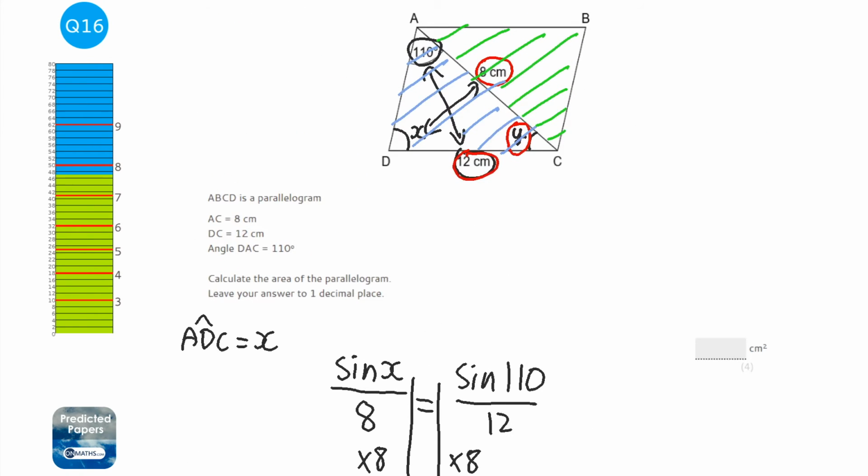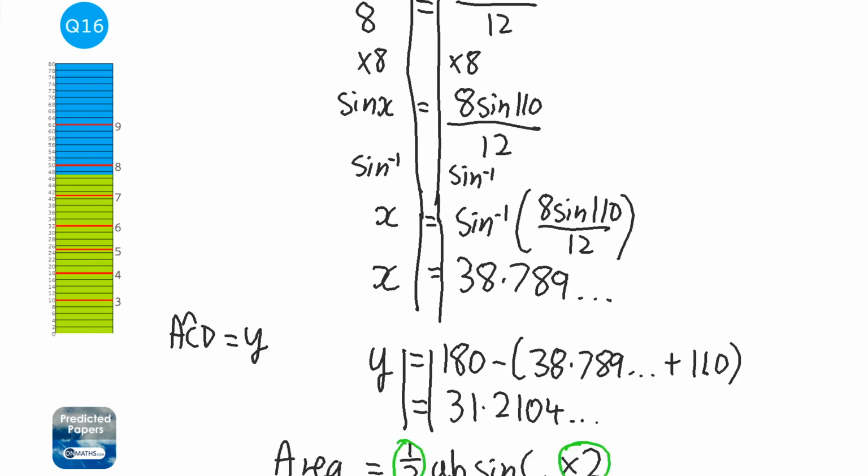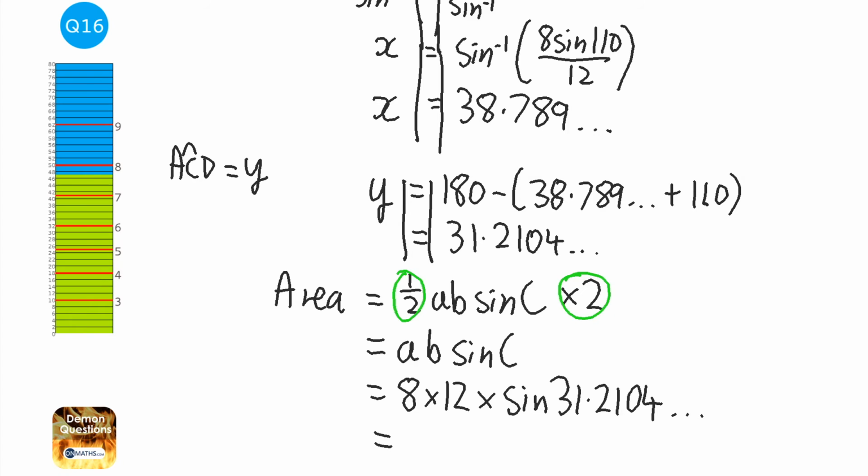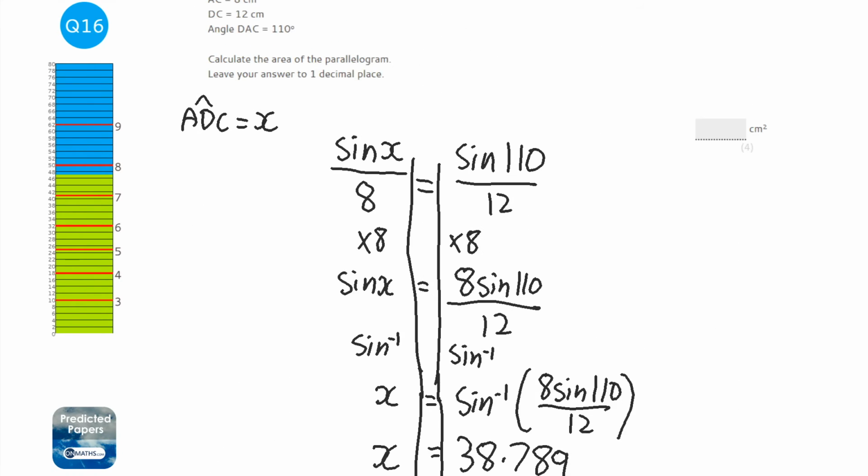Where's A and B? A and B are going to be 8 and 12. So it's going to be 8 times 12 times sine 31.2104 and so on. So let's quickly use the calculator before it switches off. I'm going to press sine answer, close bracket, times 12 times 8. And it says the answer is 49.7455 and so on.